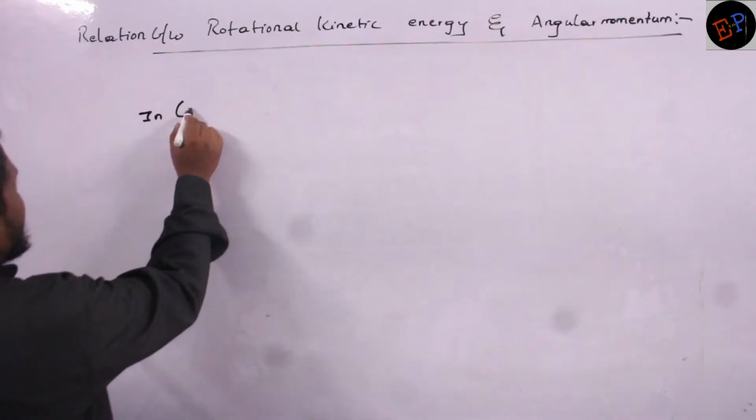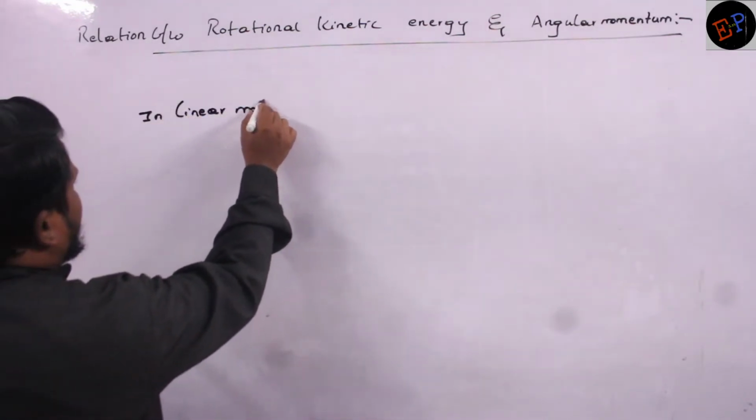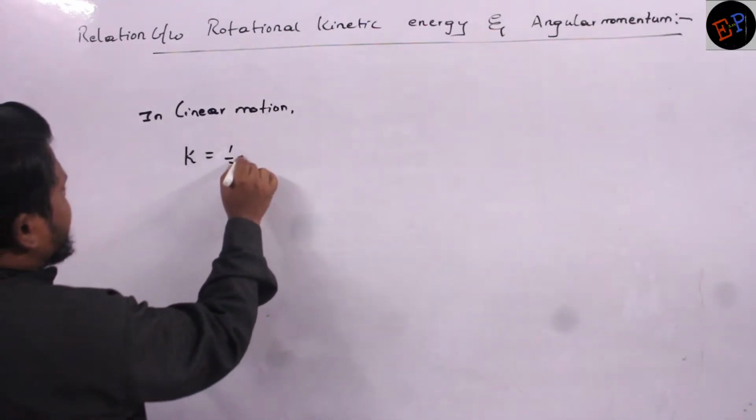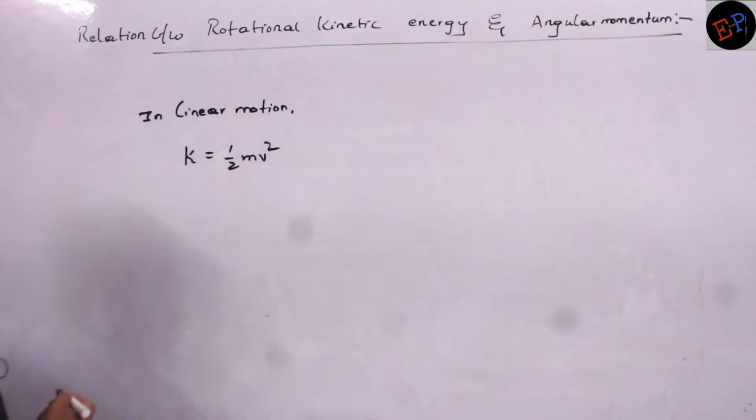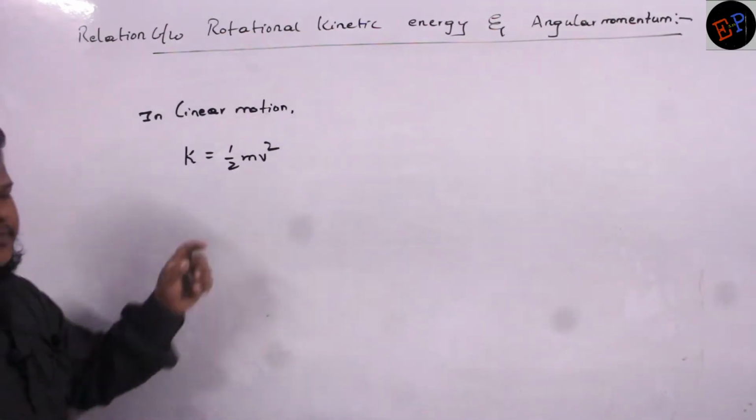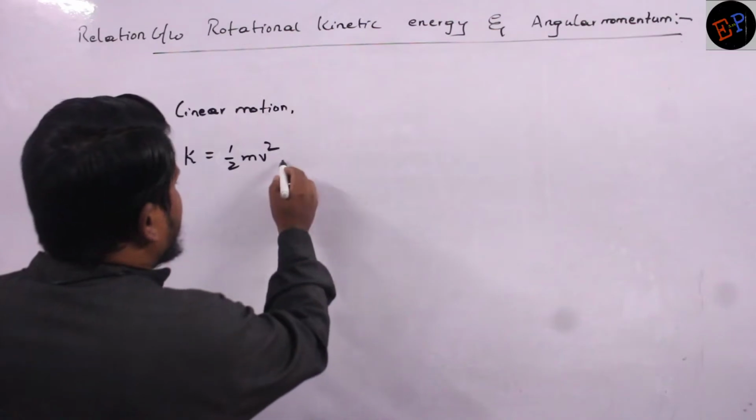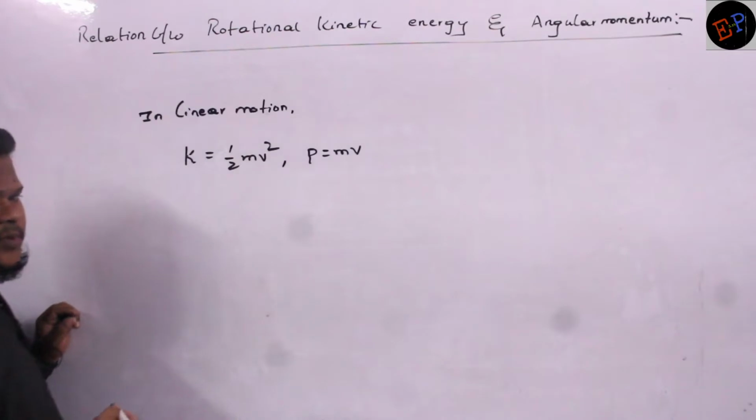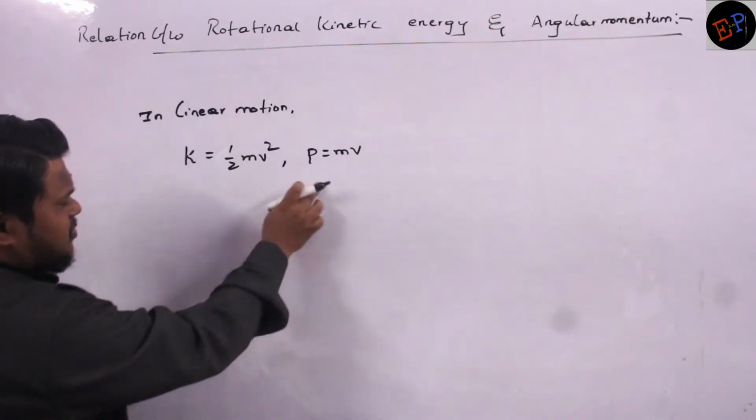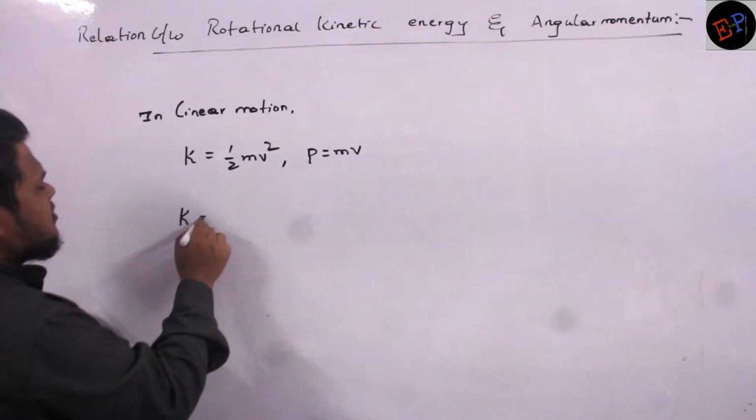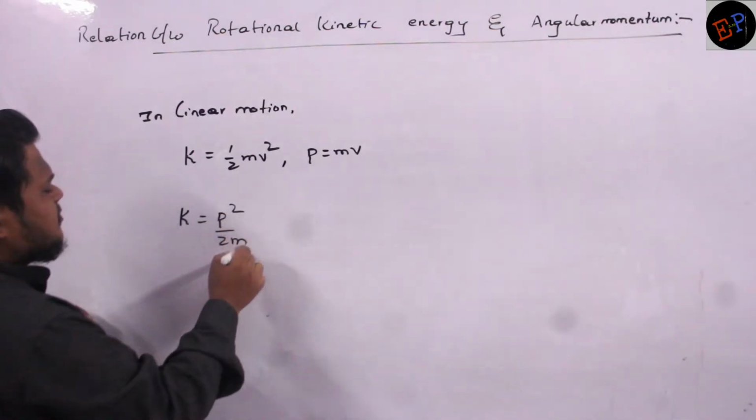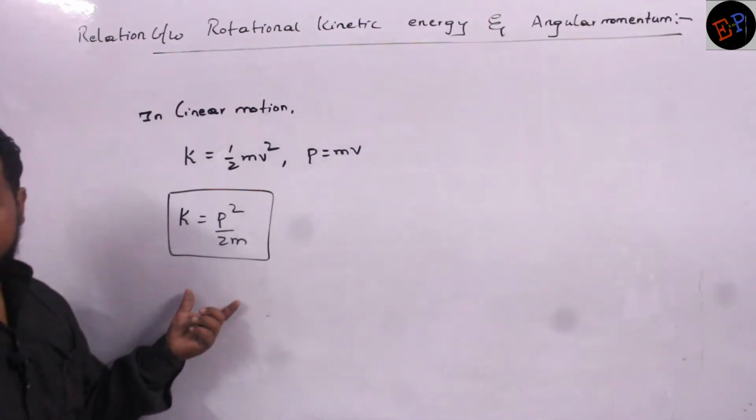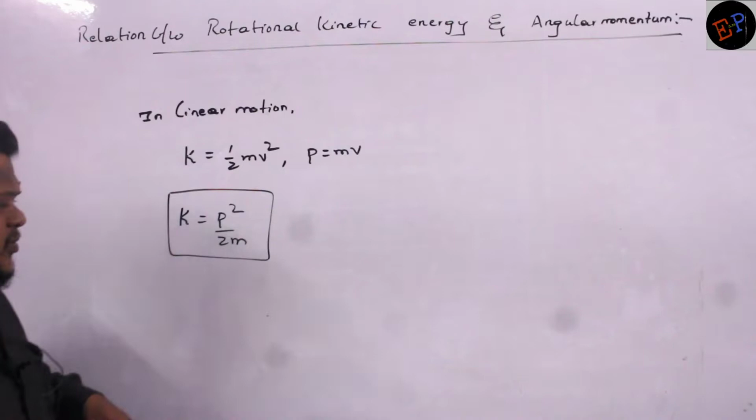So in linear motion, we know that kinetic energy is equal to half mv square. This is the equation for kinetic energy in linear motion. Similarly, what is the equation for linear momentum? Mass into velocity. Are you able to understand? So if I divide both of them, then I will get K is equal to p square divided by 2m. This is the relation which I will get.